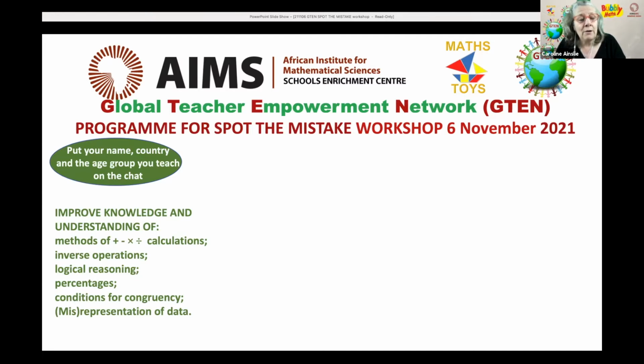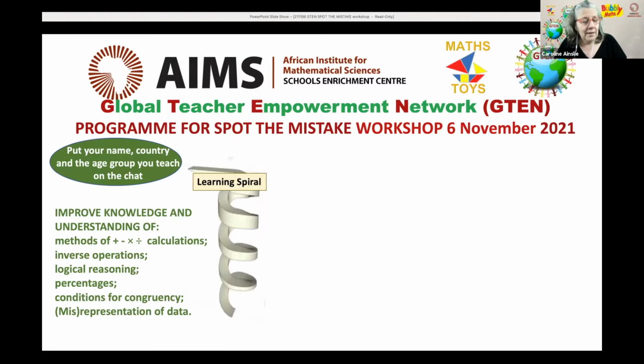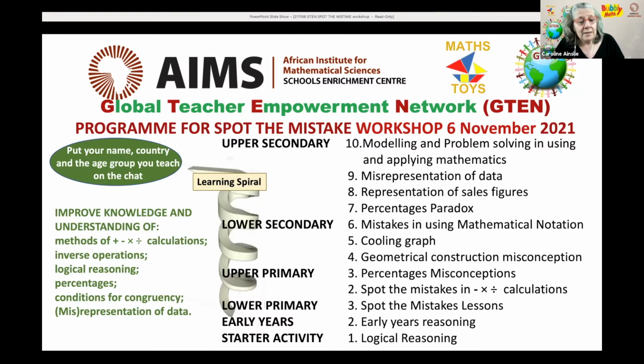This is one of the really powerful methods to, number one, identify the misconceptions and then together help the learners work it out. Now, with AIMSEC and the Global Teacher Empowerment Network, we use something called spiral learning, or the learning spiral. The idea is that this is a lifelong learning spiral, and it starts when you first start learning, when you're a little baby, when you first start hearing, experiencing the world. And so we've got the logical reasoning that we all have at the beginning, and every activity we do includes a logical reasoning activity. So it's something that everyone can have a go at.